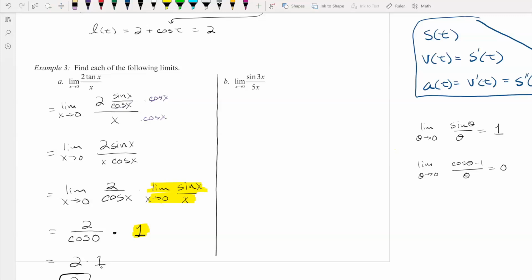Sir? Yes, please. How did cosine x turn into cosine times 0? Well, it's cosine of 0, right? All I'm doing from here to here is direct substitution. Okay. All right. And the cosine of 0 is 1. So good? Yeah, thank you. Sure.